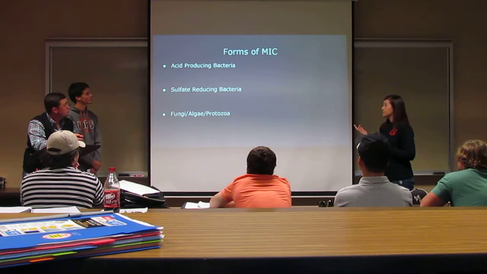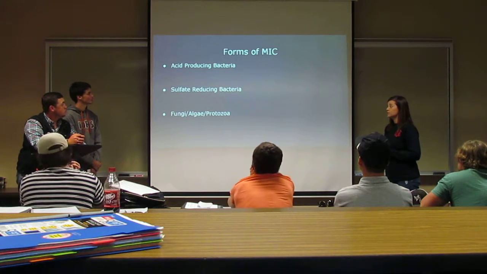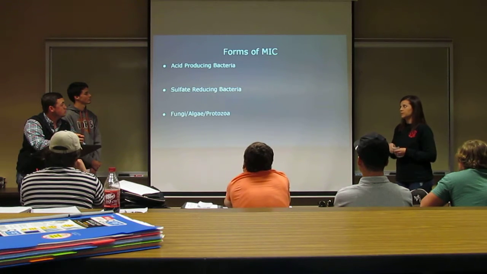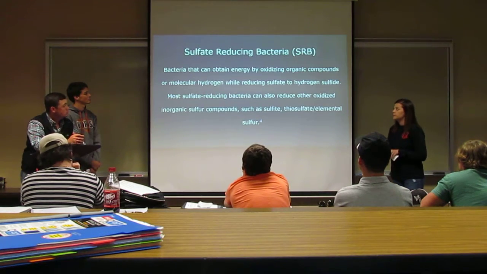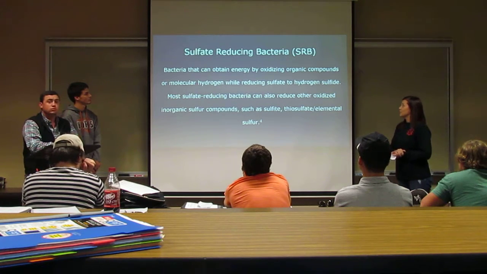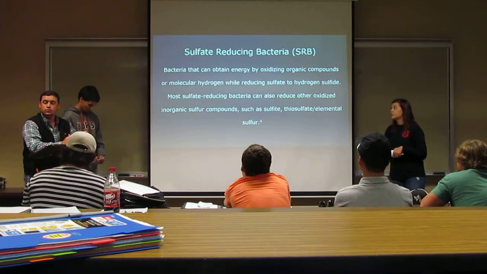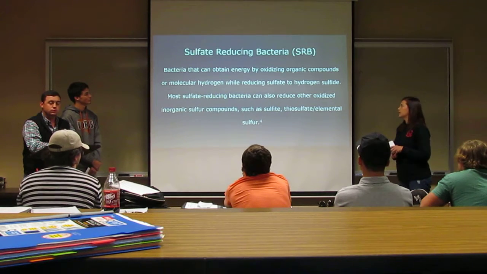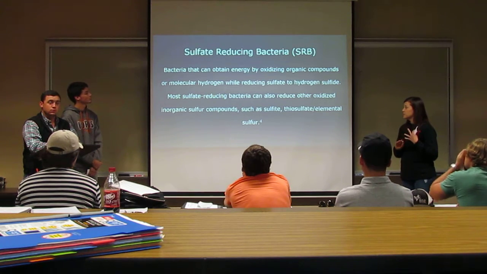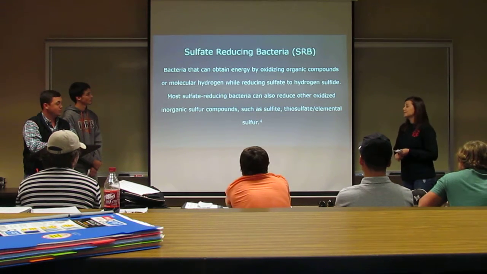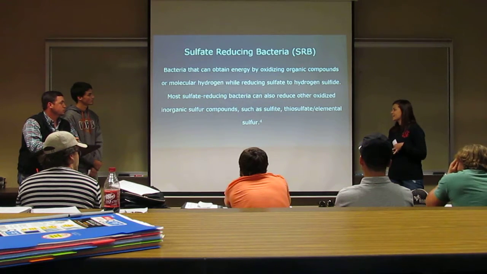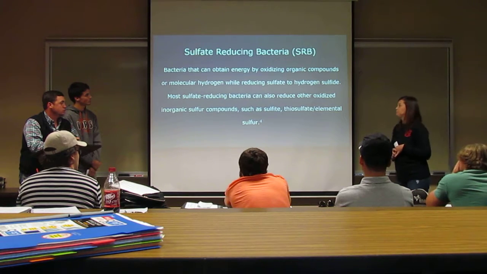Forms of MIC are acid-producing bacteria, sulfate-reducing bacteria, and then fungi, algae, and protozoa. Those ones we're going to focus on today. Sulfate-reducing bacteria is a bacteria that can obtain energy by oxidizing organic compounds or molecular hydrogen by reducing sulfate to hydrogen sulfide. Most sulfate-reducing bacteria can also reduce other oxidized inorganic sulfur compounds, such as sulfite, sulfate, and elemental sulfur.